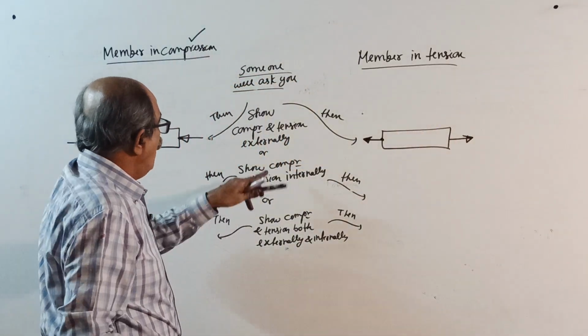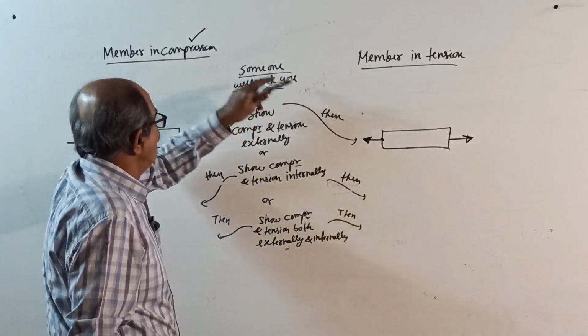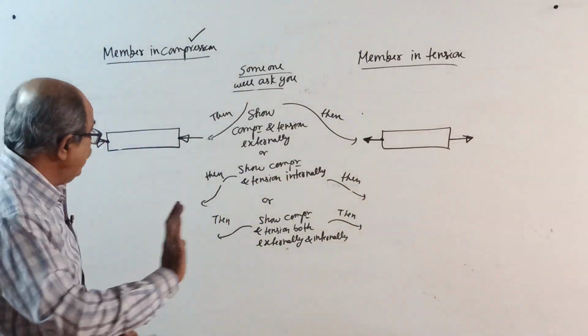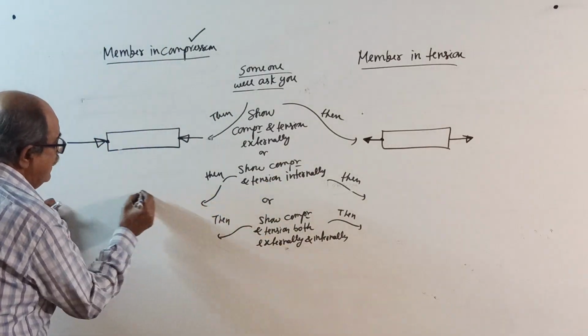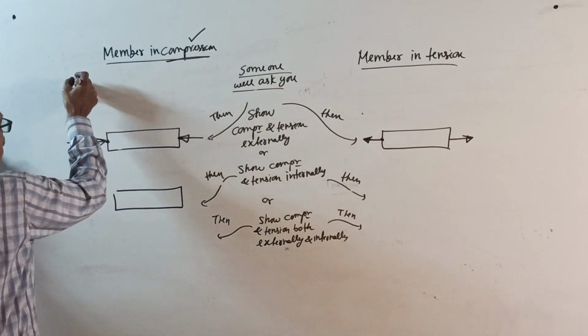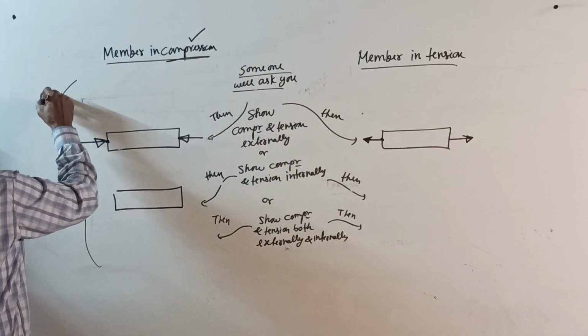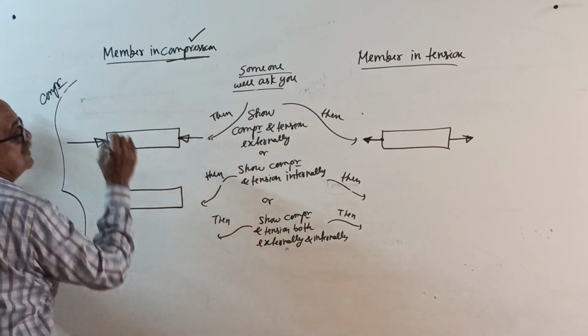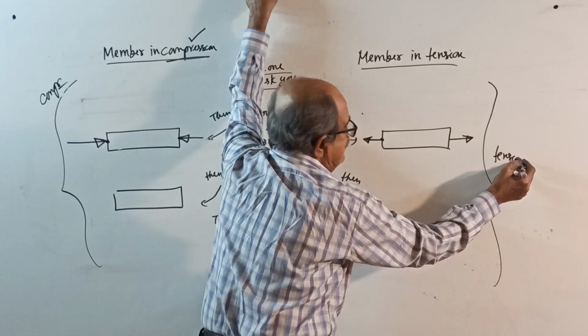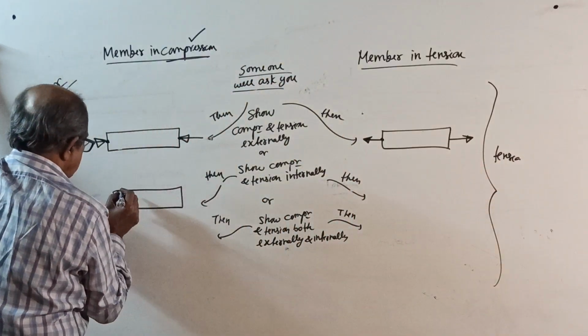Then someone will ask you, show compression and tension internally. Okay, you tell them. I'm showing compression here. This everything is compression. This everything is tension. Then internally you want, you tell them.